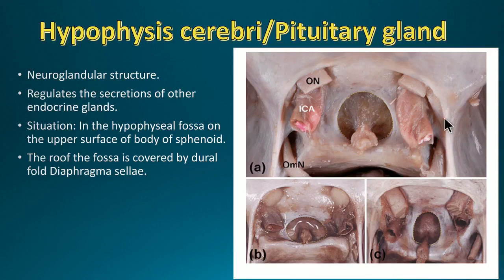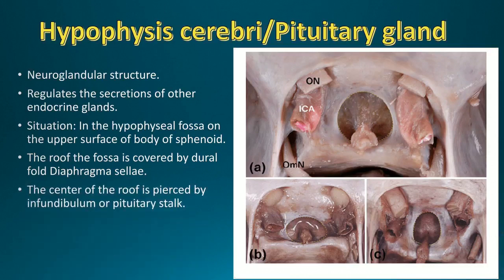So here you are able to see a closer view of the roof of the cavernous sinus, and here the internal carotid artery which is piercing it. In the center of the roof, you have an opening for the pituitary stalk. The roof is actually pierced by the pituitary stalk, the infundibulum. Okay, so that is the situation.